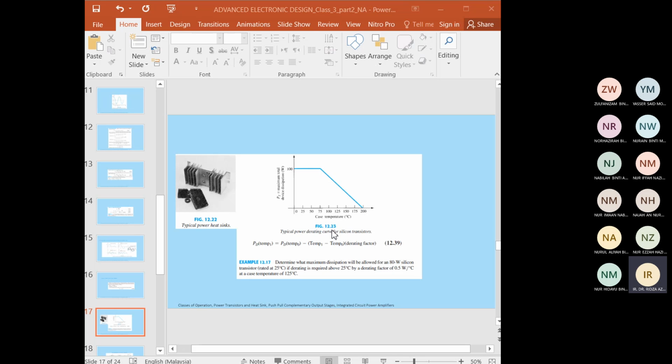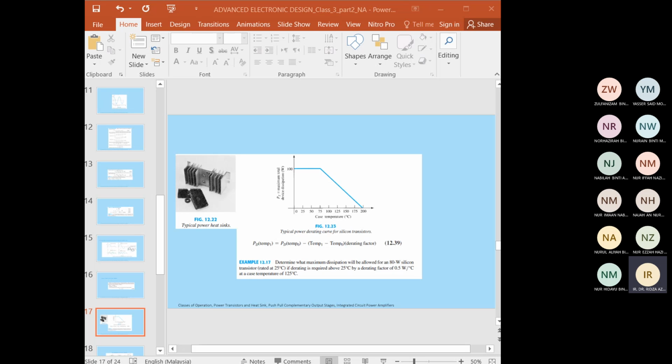Okay, so in figure 12.33, this is the typical power derating curve for a silicon transistor. We can see that in terms of the watt, when the temperature rises, from 100 degrees Celsius to 200 degrees Celsius, we can see that the maximum total device dissipation decreases. So that's why temperature control is very important in all devices.